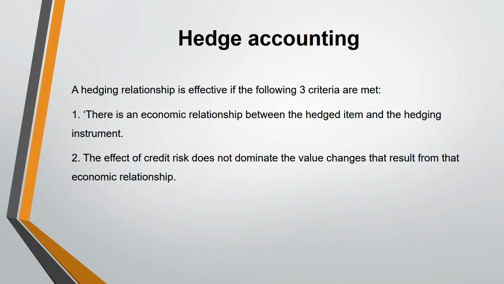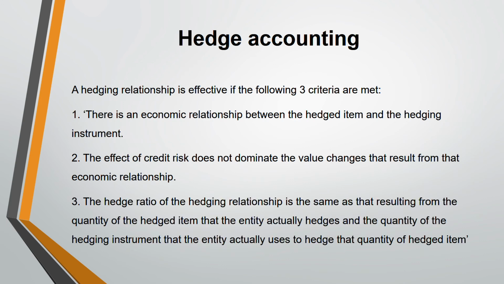See, if the creditworthiness of a counterparty to a derivative reduces, what happens? The fair value of the hedging instrument goes down. But that fair value, which went down, has nothing to do with the changes in the fair value of the hedged item. You're saying it's unrelated. That change in the fair value of the hedging instrument happened because of the credit risk, not because of the hedged item. So the effect of the credit risk does not dominate the value changes. It should not affect. If it does not affect, then the hedging relationship is effective. Otherwise, no.